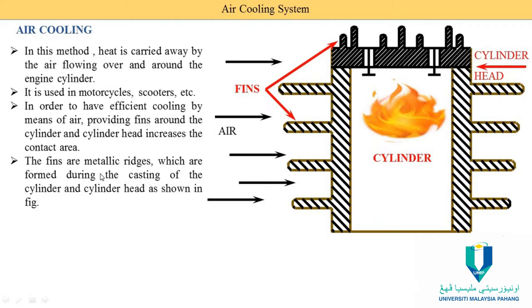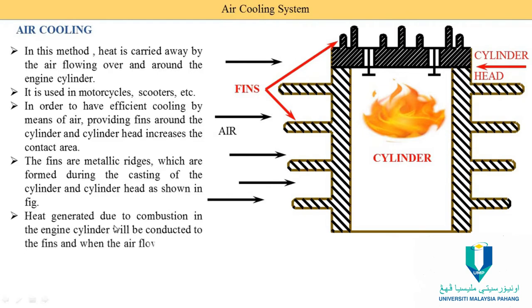So basically, the cylinder is forged using cast iron material, and the fin is also formed during the casting of the cylinder. Next, the heat generated due to combustion in the engine cylinder is conducted to the fins, and when the air flows over the fins, heat is dissipated to the air.